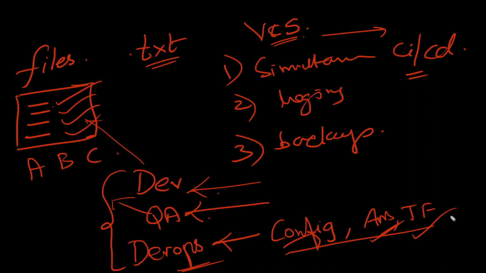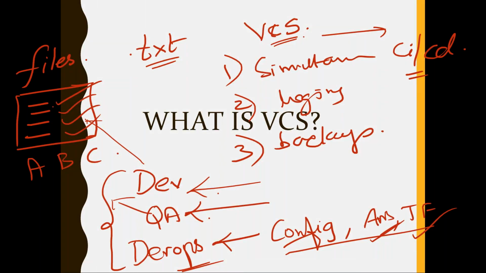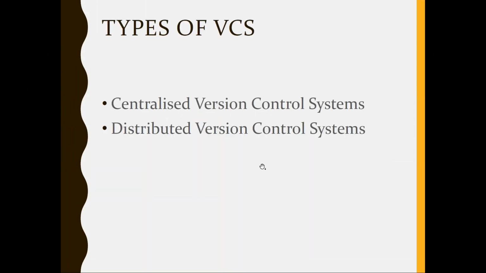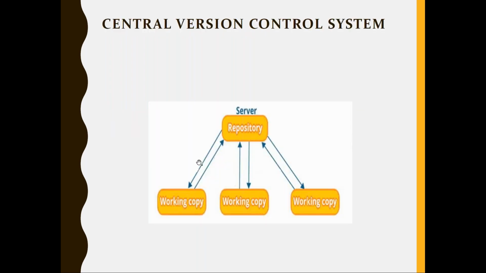So now that we understood what a version control system is, let's try to understand more about this. Yeah, so we have understood what a version control system is. Now let's talk about how they were categorized. Version control systems were categorized into two types: centralized version control system and distributed version control systems. So what are the centralized and distributed? Depending on the architecture, they were actually categorized.